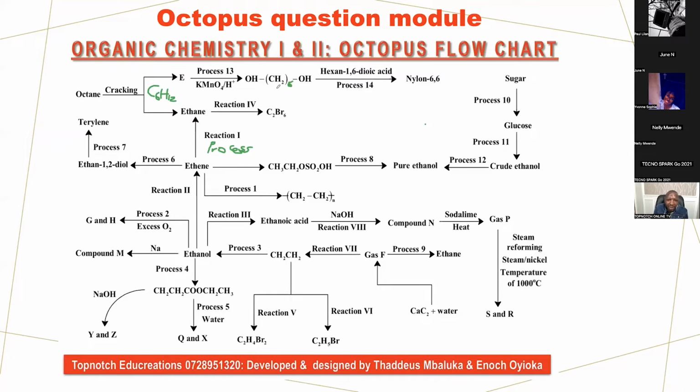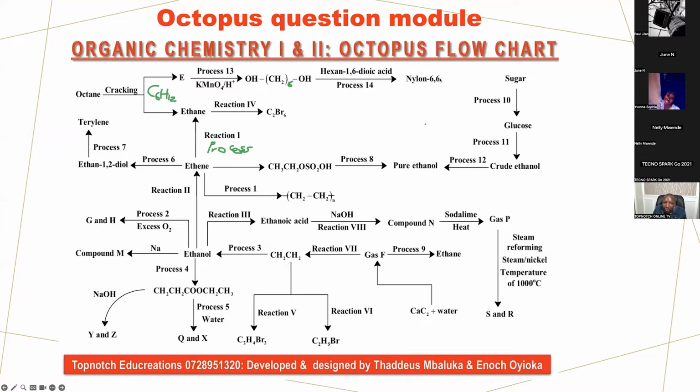So here you see now we are oxidizing it again. When you oxidize the diol, we get hexane 1,6-dioic acid. The idea here is simply to get this product. This is the only thing you need to focus on. We have hexane 1,6-dioic acid, and with process 14 we're getting nylon 6,6.